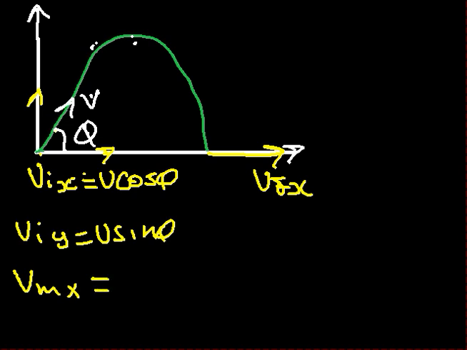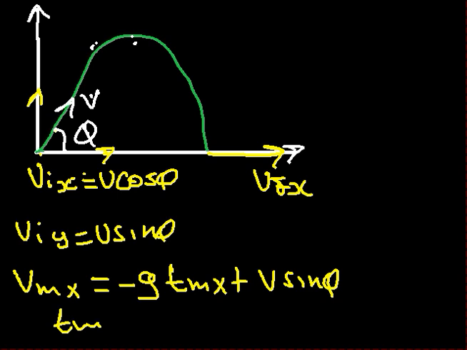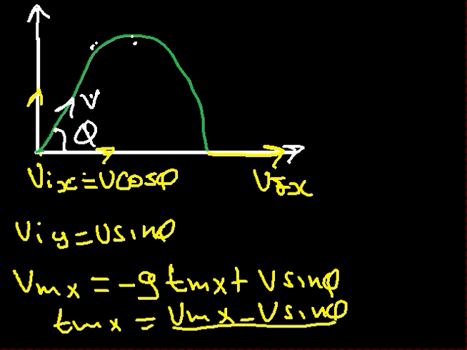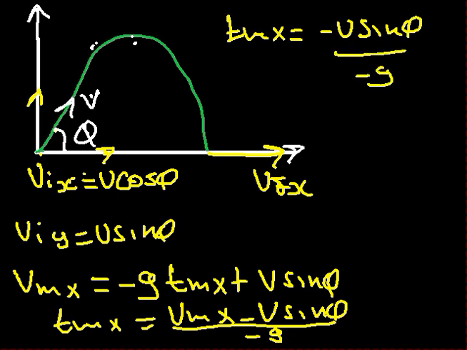The acceleration will be the acceleration due to gravity, given as negative g. The t we're talking about will be Tmax, plus the initial velocity along the y-axis, which is v sin theta. So in this case, Tmax will be given as Vmax minus v sin theta, divided by negative g. Since Vmax is zero, Tmax will be given as negative v sin theta divided by negative g, and you cancel the negatives, thereby having Tmax given as v sin theta over g.